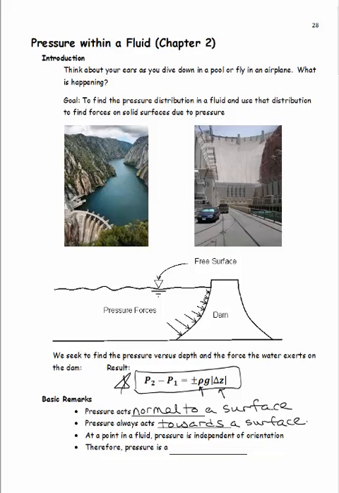But a point in a fluid, pressure doesn't have a direction. It's just a pressure at some point, kind of like shear stress in a fluid is just a shear stress at a point. Therefore pressure is not a vector, it's what we call a scalar. It doesn't have direction. Now the force due to the pressure is always going to be a vector. It's going to have direction.